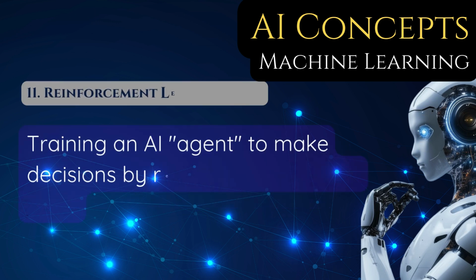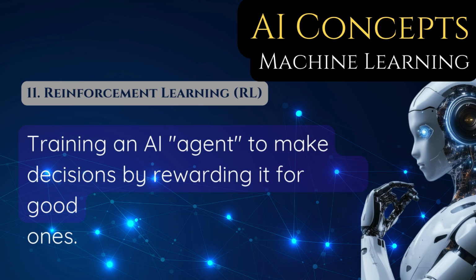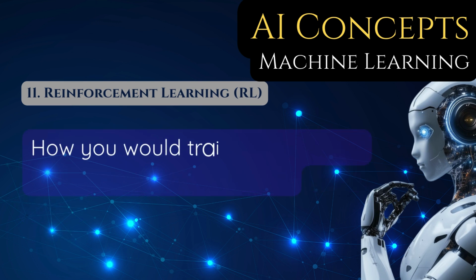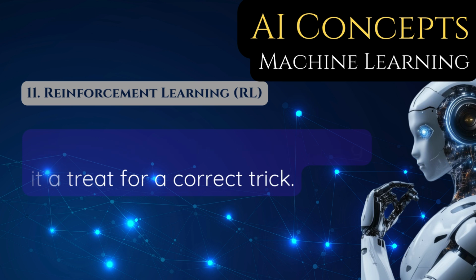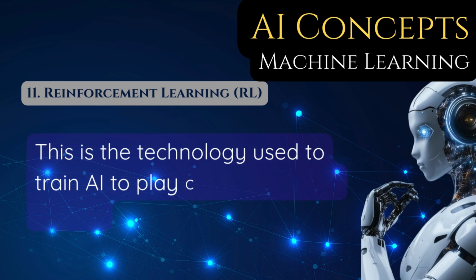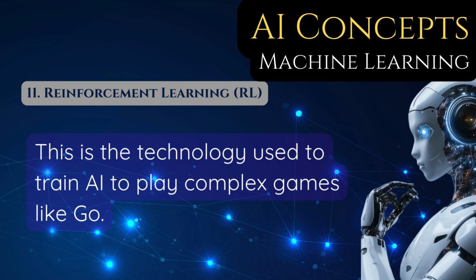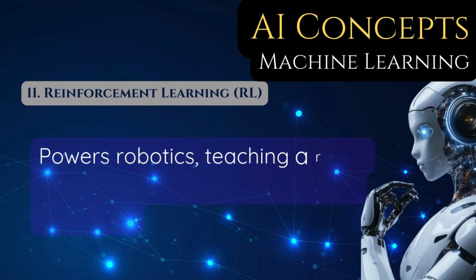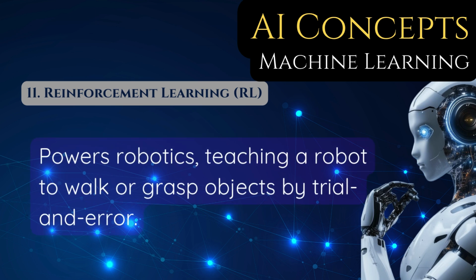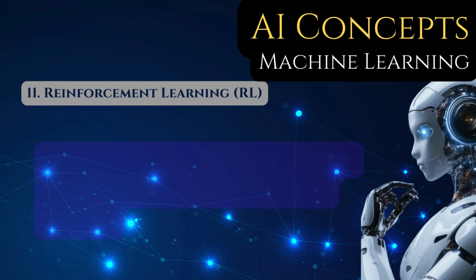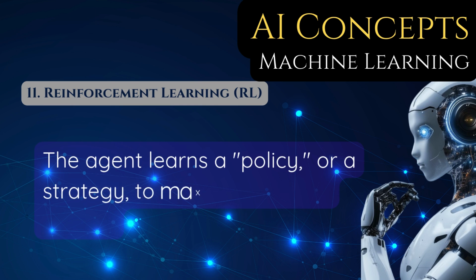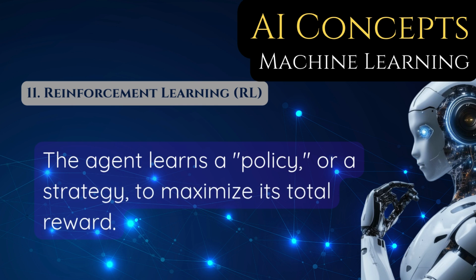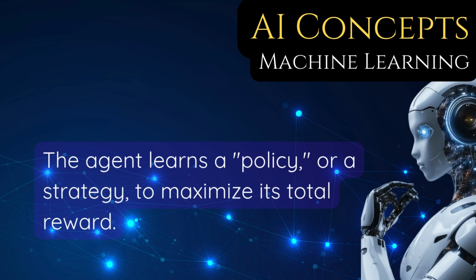11. Reinforcement learning, RL: training an AI agent to make decisions by rewarding it for good ones. How you would train a dog, giving it a treat for a correct trick. This is the technology used to train AI to play complex games like Go. Powers robotics, teaching a robot to walk or grasp objects by trial and error. The agent learns a policy, or a strategy, to maximize its total reward.